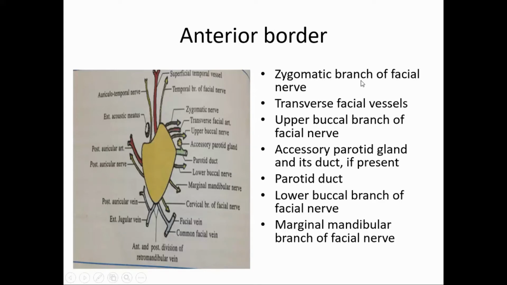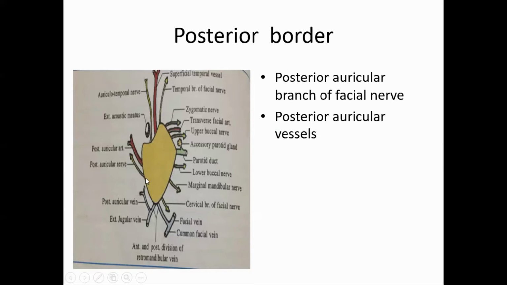Anterior border relations: zygomatic nerve, which is the branch of the facial nerve, transverse facial vessels, upper and the lower buccal nerves. These are also the branches of the facial nerve. Accessory parotid gland if it is present, parotid duct, and the marginal mandibular branch of the facial nerve. Posterior border relations: posterior auricular branch of the facial nerve and the posterior auricular vessels.